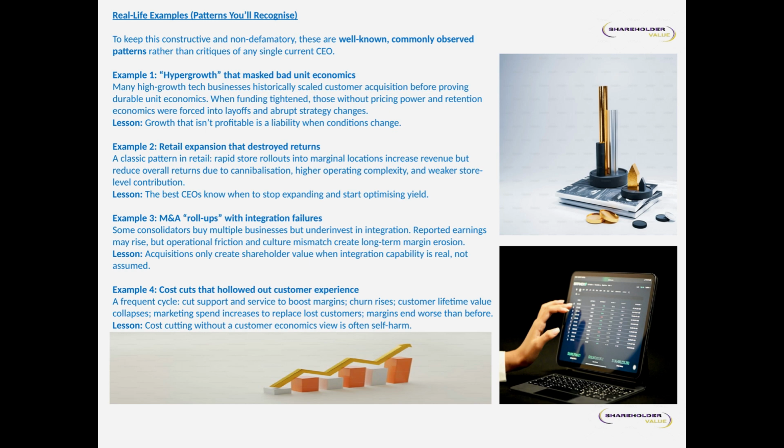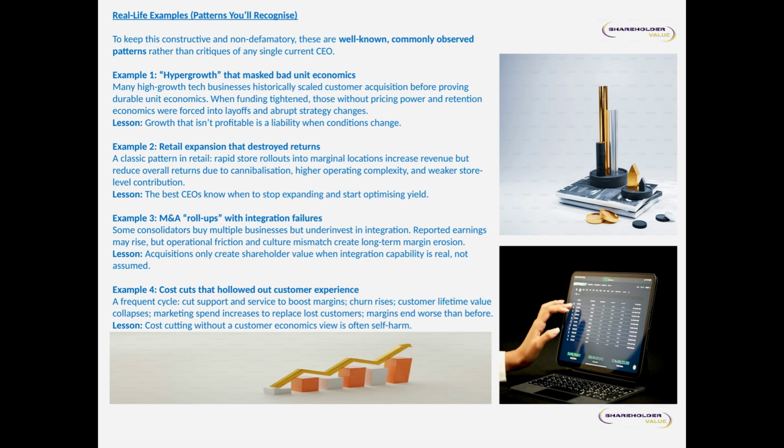Another well-known example comes from retail, where rapid store openings in less profitable locations can boost revenue temporarily, but ultimately reduce returns due to issues like cannibalization and operational complexity. Strong leaders know when to pause expansion and focus on improving yields instead.